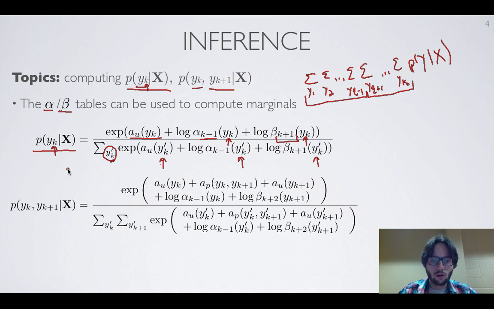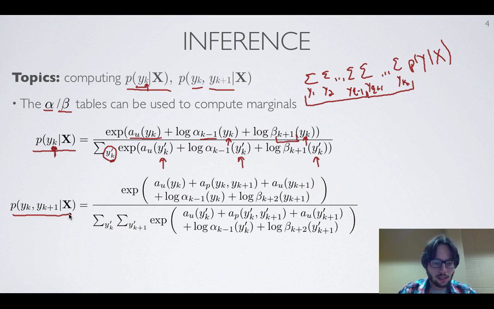And the key to understanding why this makes sense is that the log alpha and the log beta values give us these sums over everything to the left and everything to the right, which is a sum we have to perform if we want to marginalize out these labels and get the probability for only a single position.